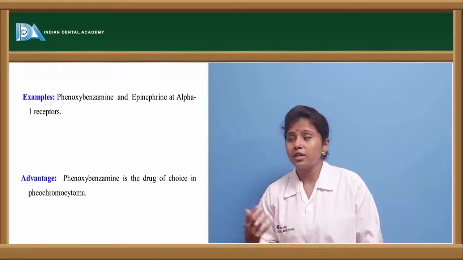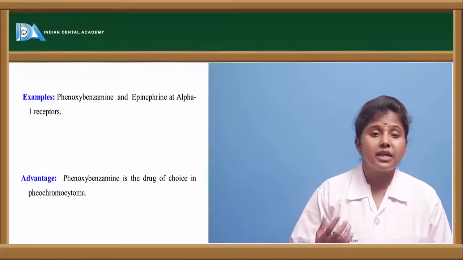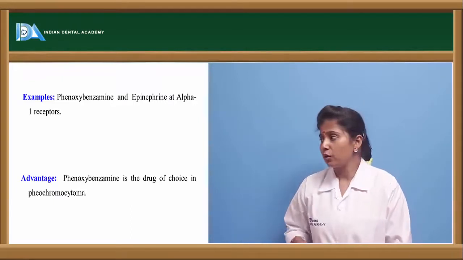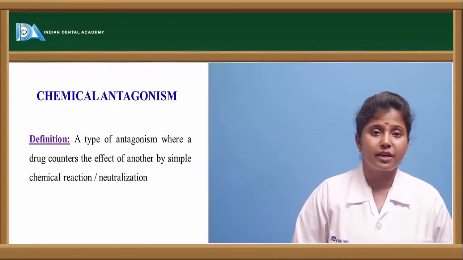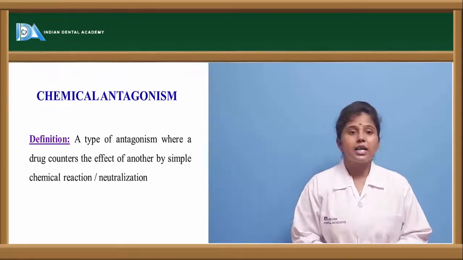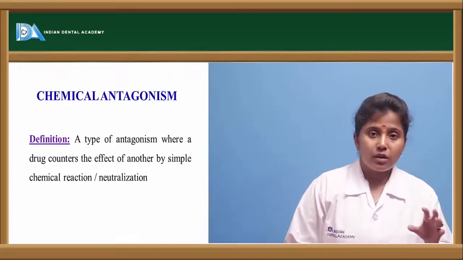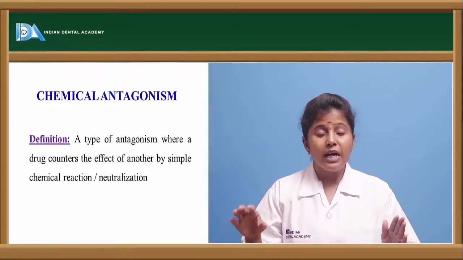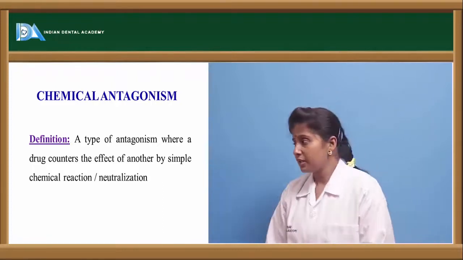In the sense, if we give phenoxybenzamide in pheochromocytoma, it shows better action when compared to epinephrine, and thereby it shows a better effect in treating the pheochromocytoma condition. Now, the other type of antagonism is chemical antagonism. Chemical antagonism is a type of antagonism where one drug counters the effect of another by a simple chemical reaction. So here, one drug's effect is altered, or if we give two drugs, one drug affects the action of the other drug through a small chemical reaction or neutralization reaction.